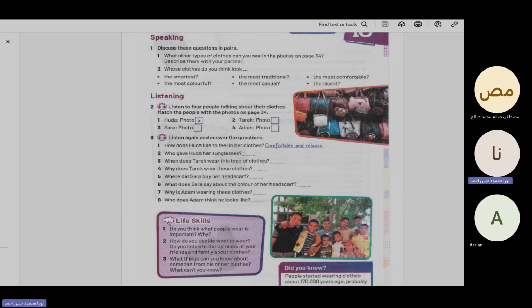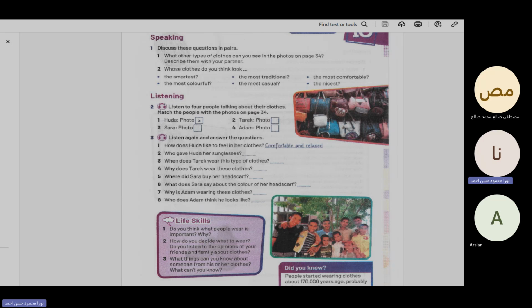Okay, be careful. The first and the second question, I'm going to read you about Hoda and you are going to find the answers. I'm Hoda. These are the types of clothes I usually wear. I like to be comfortable and feel relaxed in my clothes. These sunglasses were a present from my mom, and I love them. I think I wear them outside most days.